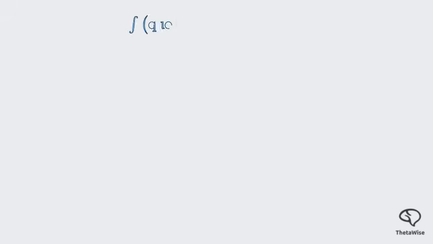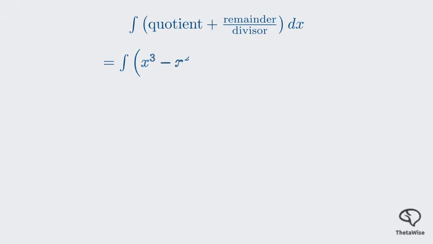We can now rewrite our original integral. It is equal to the integral of the quotient plus the remainder over the divisor. So the integral is the integral of x cubed minus x squared plus 2x minus 3 plus 7 over 2x plus 3, all with respect to x. This matches the memo's result.